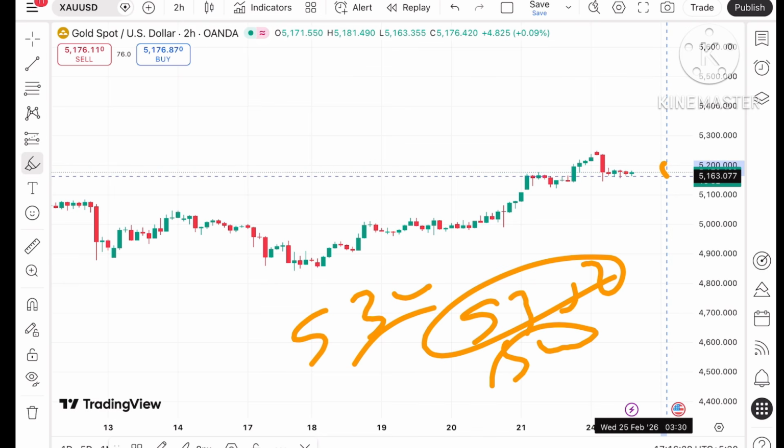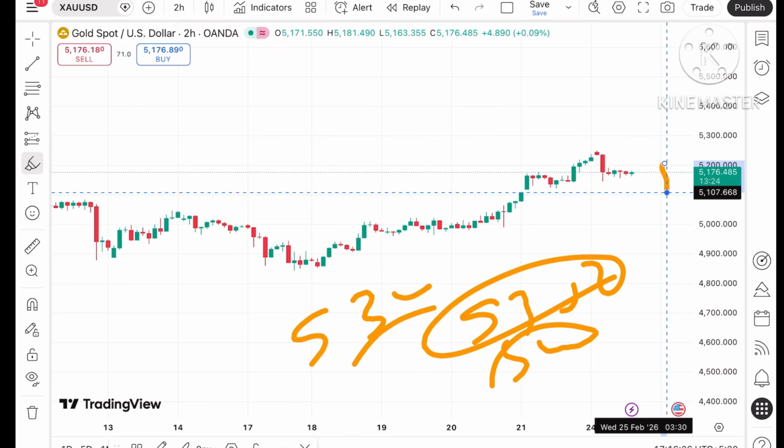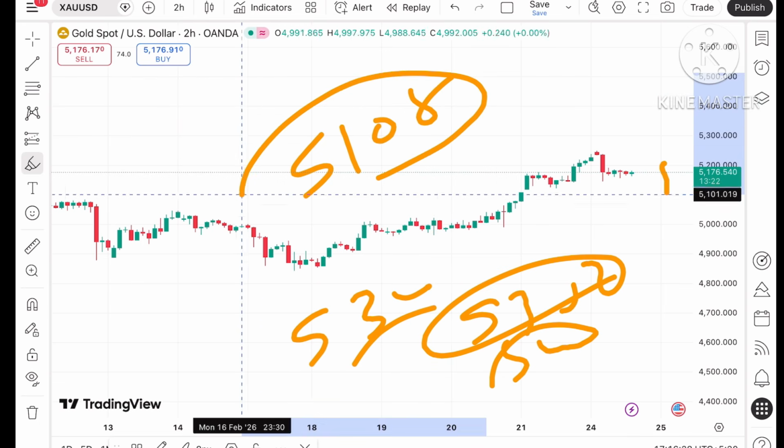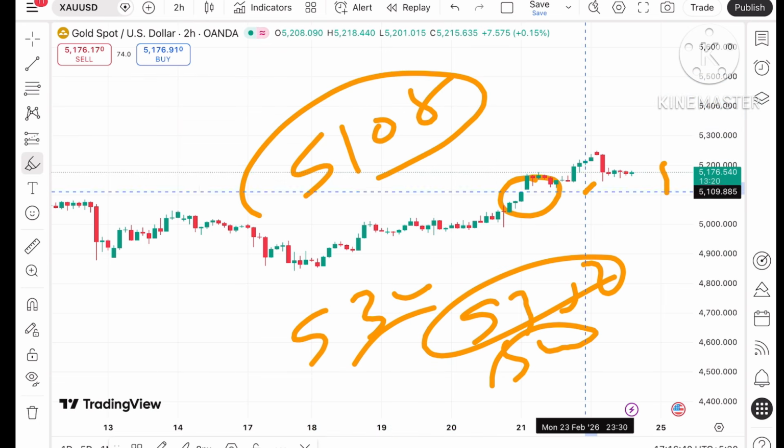But if it keeps falling below this level, it can move below 5160, from there to $5145, and if that doesn't sustain, we can see a level of 5125, then $5108. This is the zone we can see. Once it starts going below this level, we can see a level of 5078, and then it will move towards 5047.